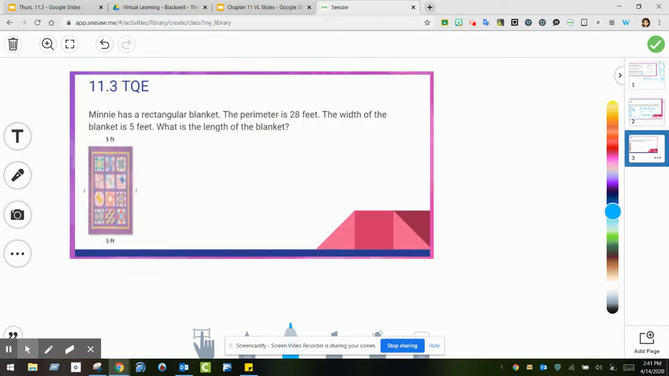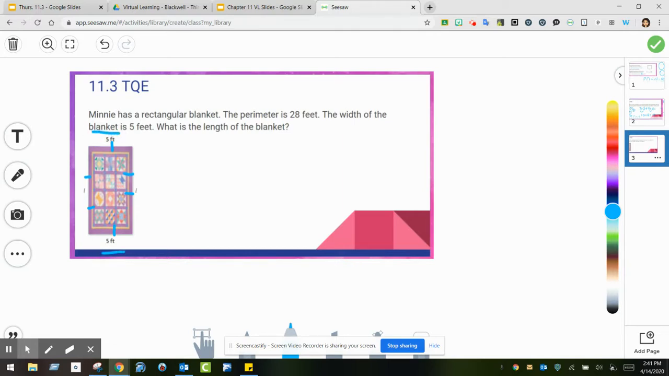Last one. Here we have a rectangular blanket. The perimeter is 28 feet, and the width of the blanket is 5 feet. What is the length of the blanket? Well, rectangles have 2 sets of equal sides. So therefore, we know that this side is equal and this side is equal.